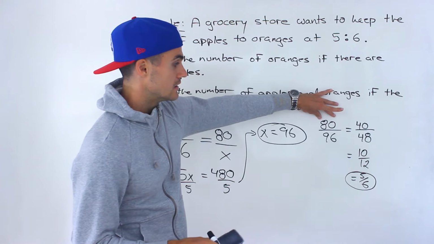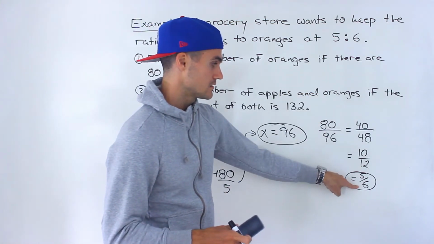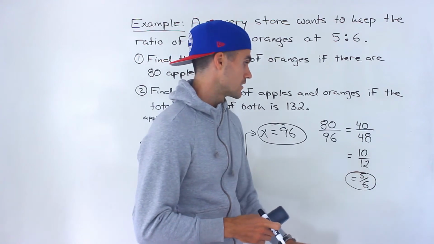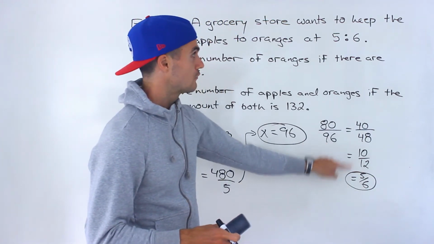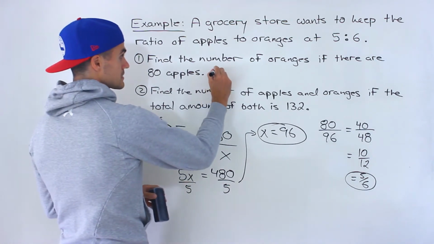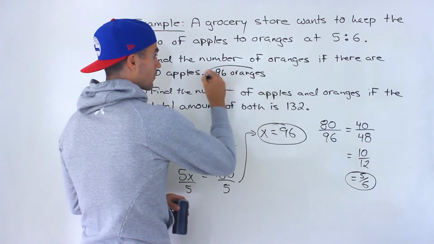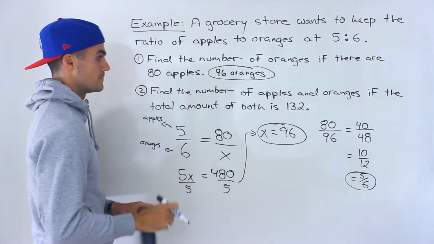Now, if you wanted to get over here right away, what you could have done is take 80 divided by 16, you get 5, and 96 divided by 16, you get 6. I did it in steps here. So notice how it simplifies to 5/6, which is what we were aiming for. So we could be pretty confident that 96 oranges is the correct answer for number one.